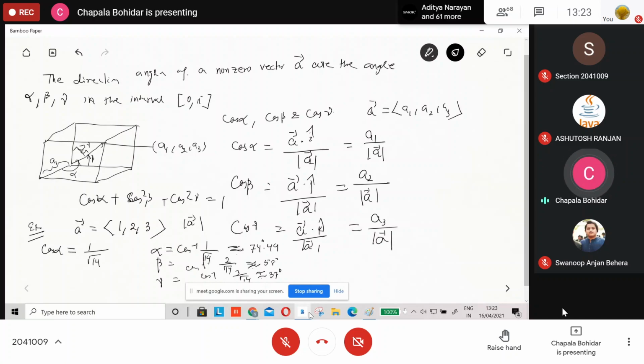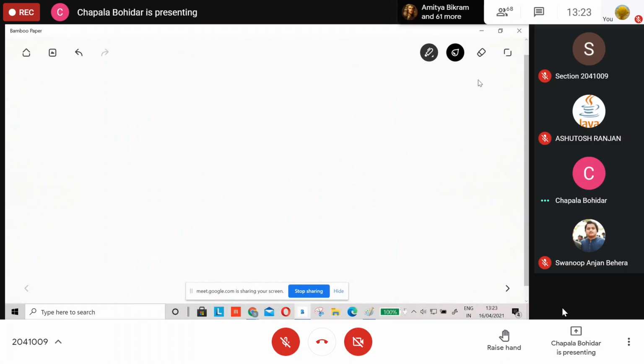Okay. Now come to the projections. Let A be the vector PQ, with initial point P and terminal point Q, and B the vector PR, with initial point P and terminal point R.